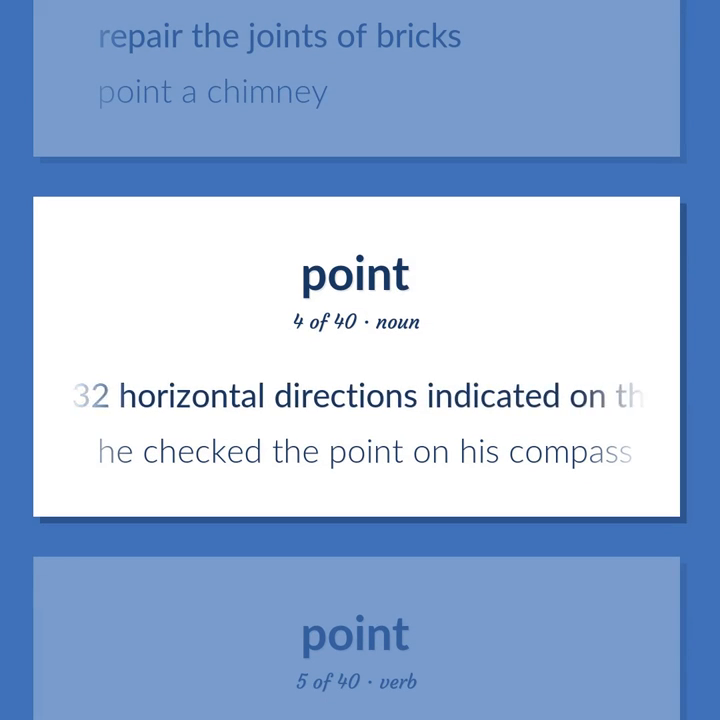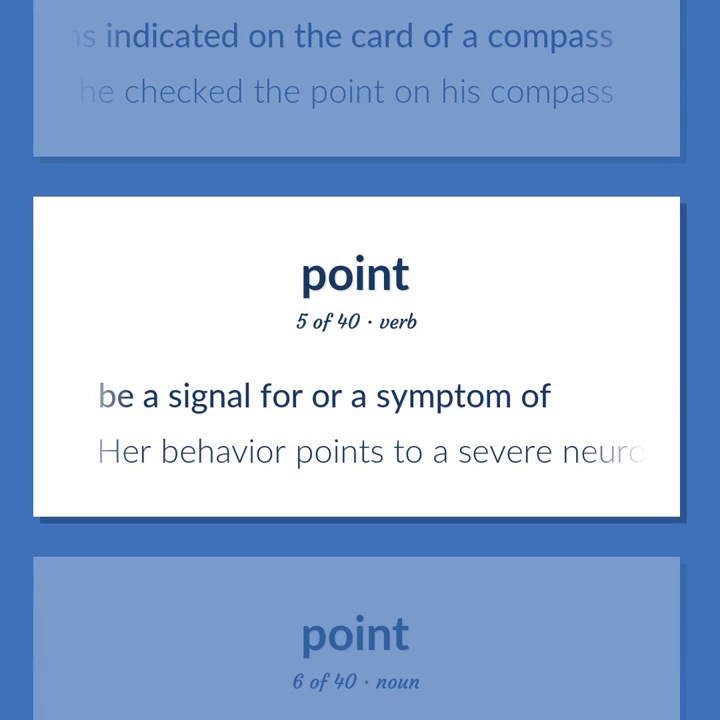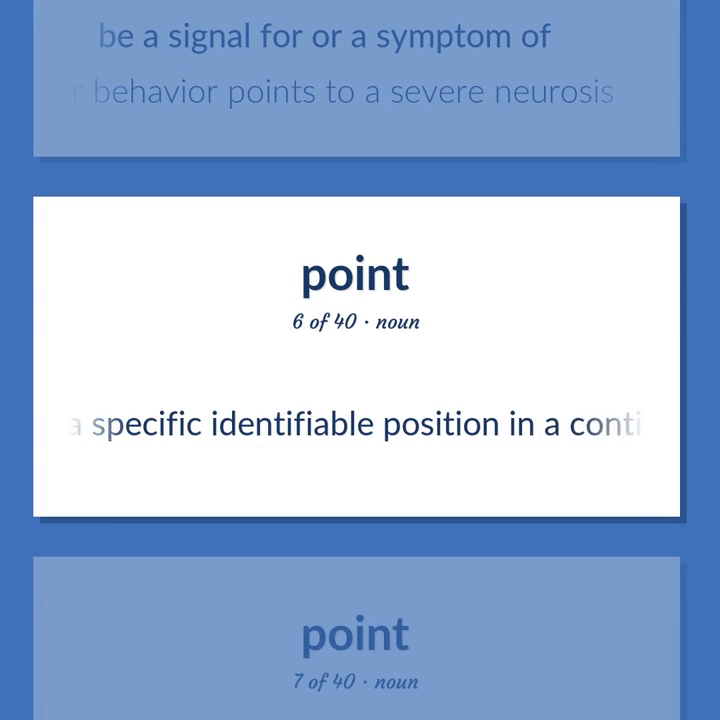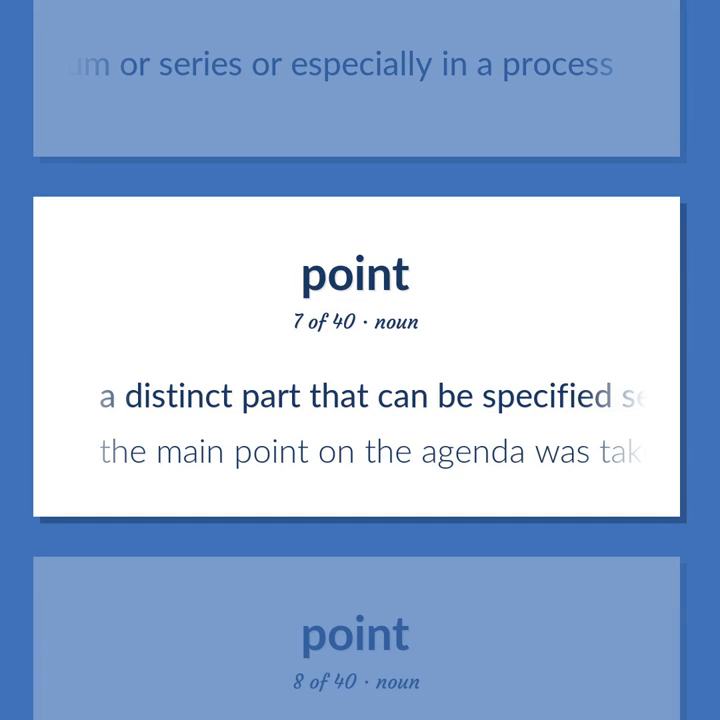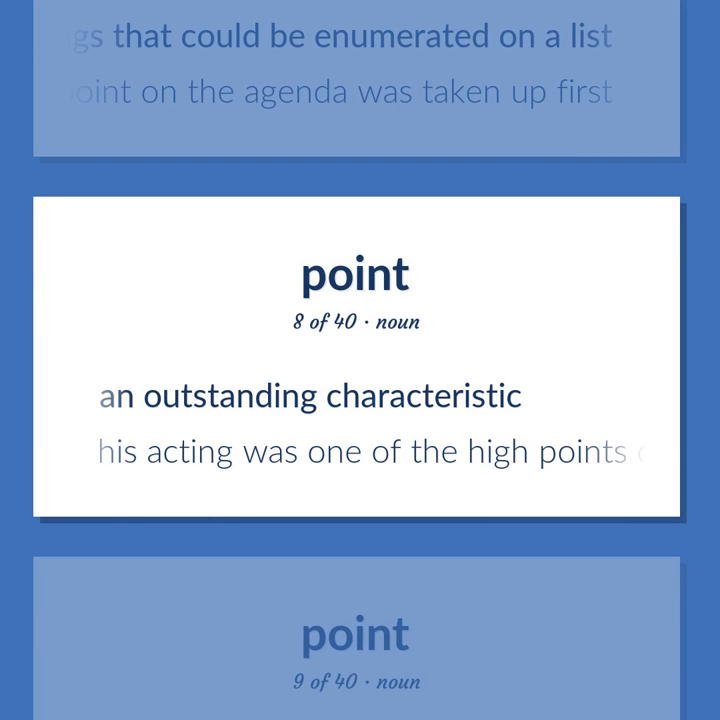Any of 32 horizontal directions indicated on the card of a compass. He checked the point on his compass. Be a signal for or a symptom of. Her behavior points to a severe neurosis. A specific identifiable position in a continuum or series or especially in a process. A distinct part that can be specified separately in a group of things that could be enumerated on a list. The main point on the agenda was taken up first. An outstanding characteristic. His acting was one of the high points of the movie.